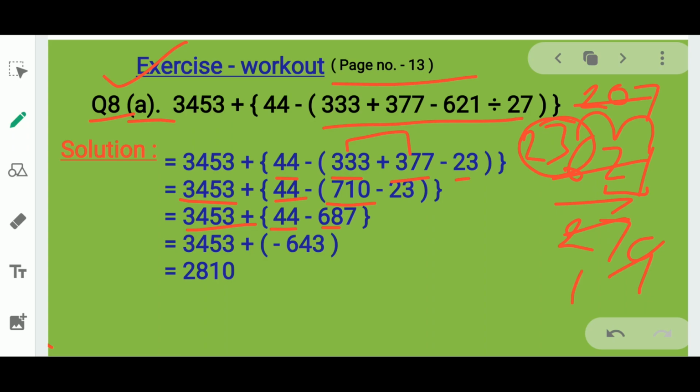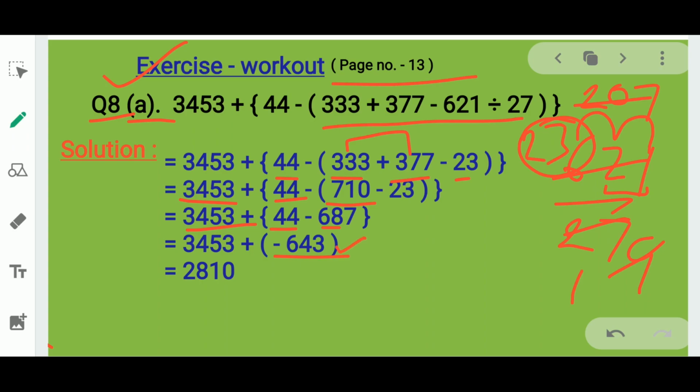Both are different integers, so we have to take the difference, we have to subtract. When we subtract 44 from 687, we get 643. 7 minus 4 is 3, 8 minus 4 is 4, 6 remains the same. Now 687 is greater than 44 and it has a negative sign, so we have to write a negative sign before 643.